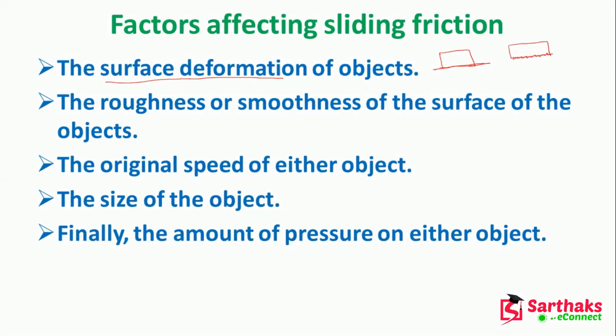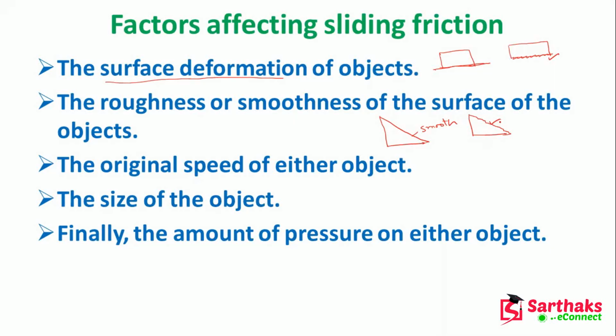Next, the roughness or smoothness of the surface of the objects. Suppose this inclined plane is very smooth, and another inclined plane is not so smooth, like a hill station path, right? At that time also the roughness or smoothness of the surface will matter. That means this surface also affects the sliding friction.